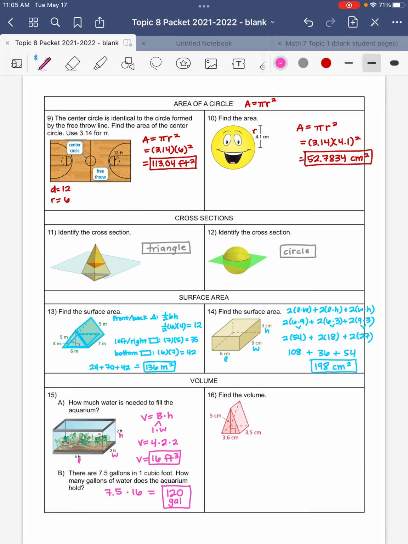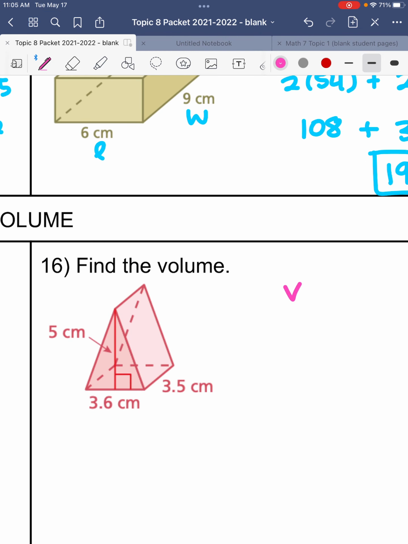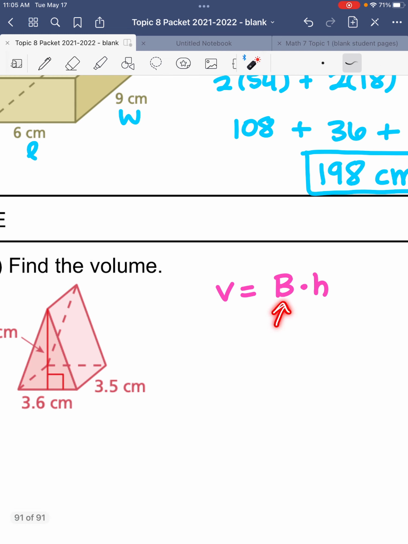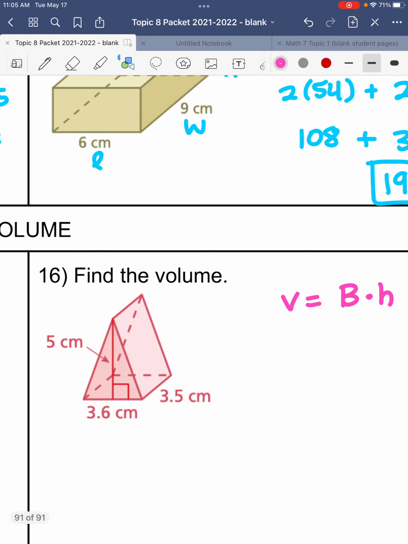Okay, last one, number 16. Find the volume. This time we have a triangular prism. So I know that the formula for volume is big B times H. Remember, this big B right here represents area of the base. And the base is what I have 2 of, and I have 2 triangles. So we're looking at this triangle here in front. So I need to figure out the formula for, or the area of that triangle.